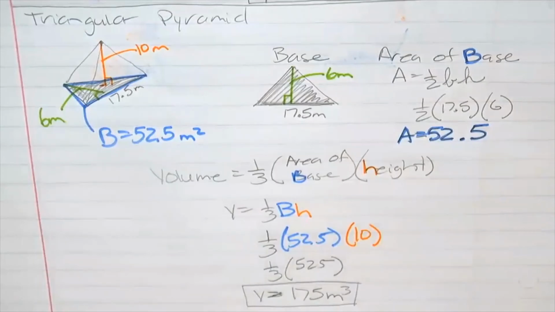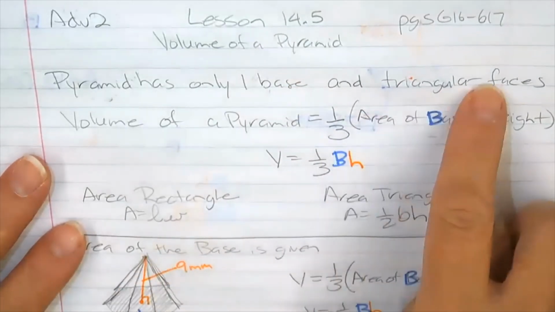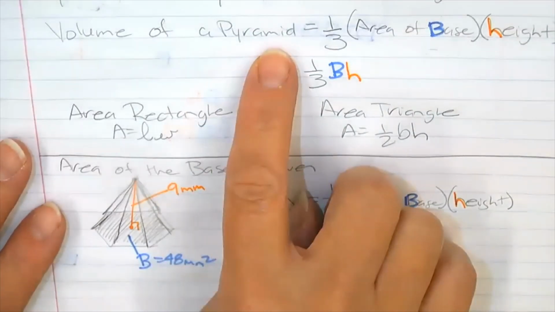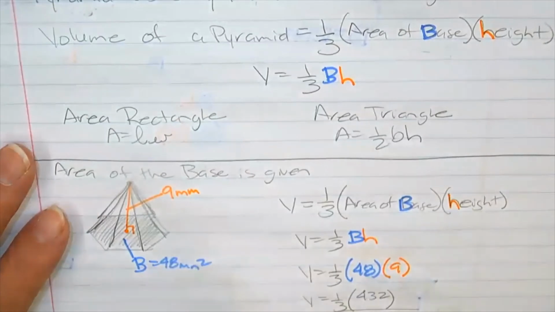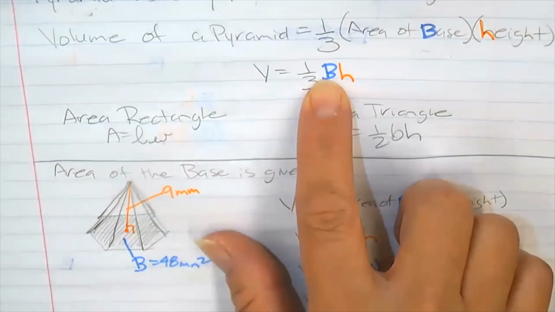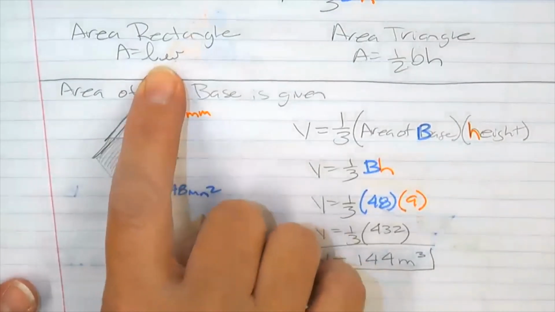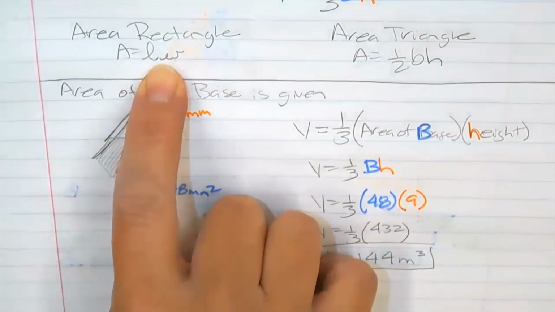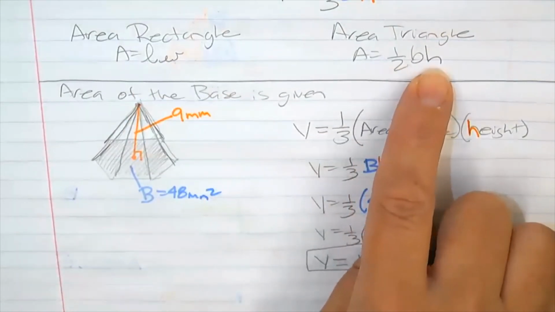So this is the nuts and bolts of today's lesson. This is everything. We need to remember that a pyramid has only one base and it has triangular faces. The volume of the pyramid is 1/3 the area of the base times the height. Finding the area of the base is going to be different depending on the shape of the base. The area of a rectangle is length times width. You guys have been doing this since 3rd grade. It's the same thing as arrays. And the area of a triangle is 1/2 the base times the height.